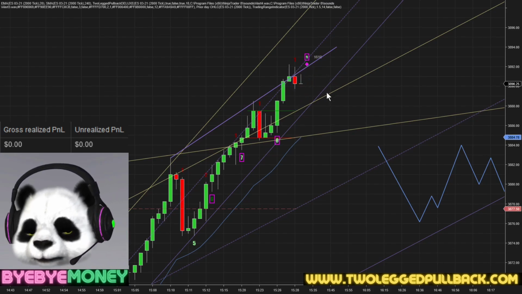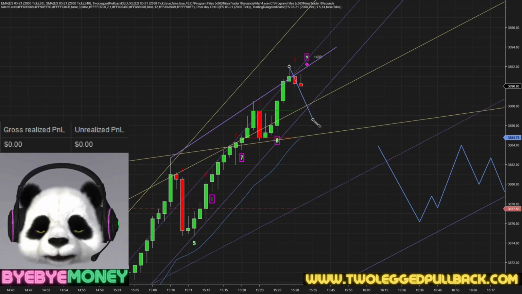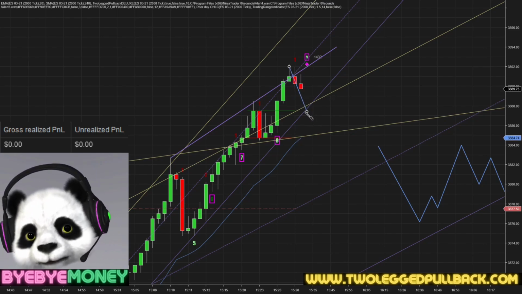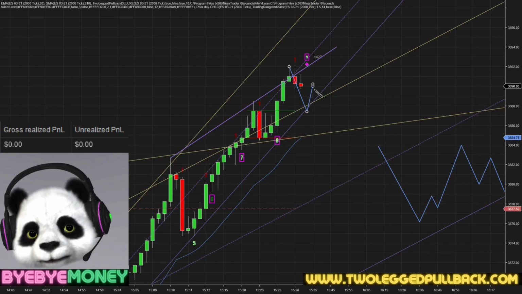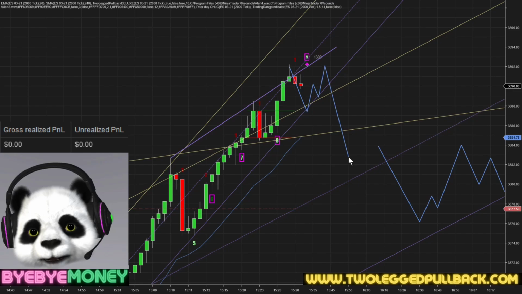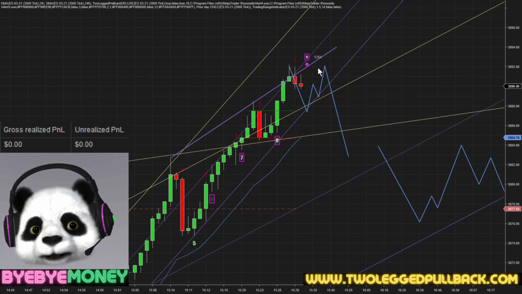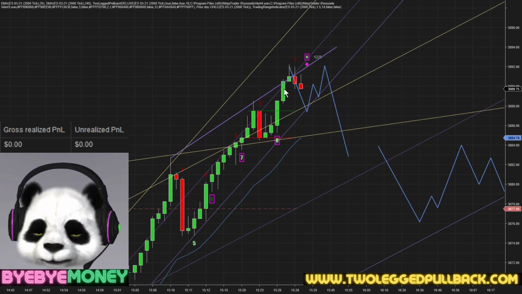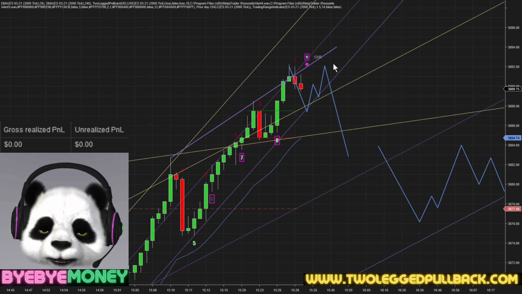Typically, what you want to see is the wedge reacting off the wedge favorably for you. It makes another two-legged pullback up here, and then you want to enter down, creating a double top. This is the typical pattern that I like to see for a wedge. I want to see the double top hit here with the wedge, to see if this is a bona fide wedge.